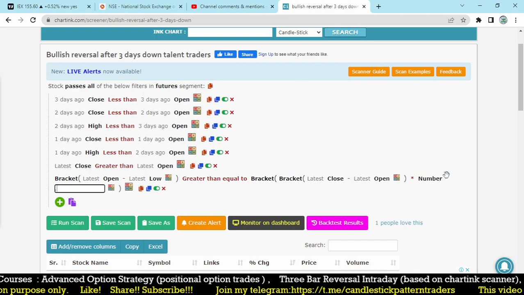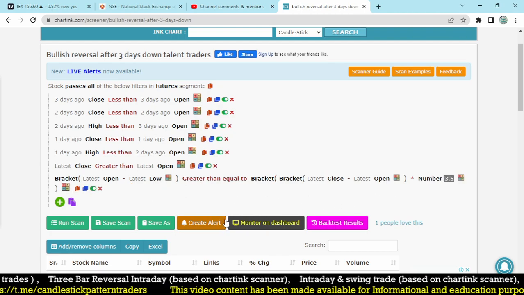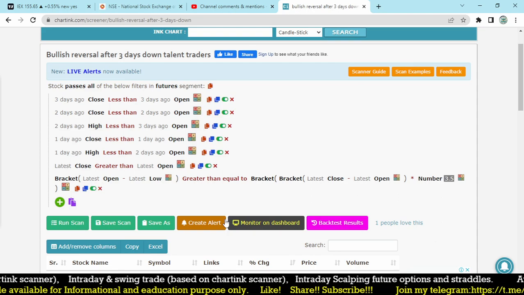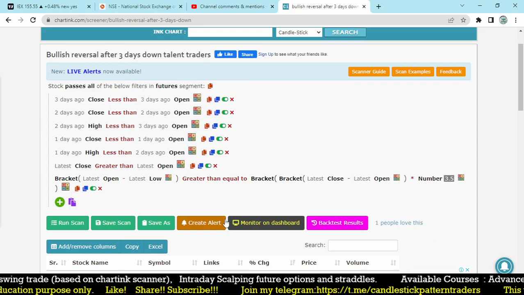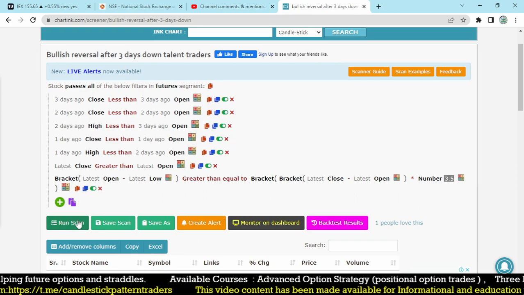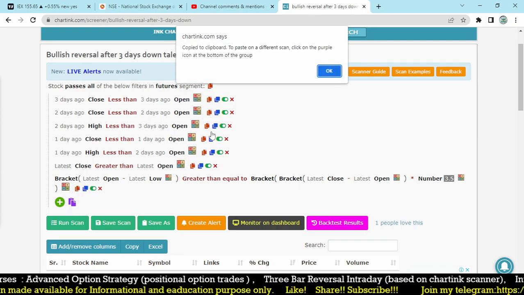Why am I using this 3.5? Because the lower wick must be 3.5 times greater than the upper wick, right? So that must be close minus open. It must be greater than 3.5 times. The same condition we are going to use again to filter out another one.